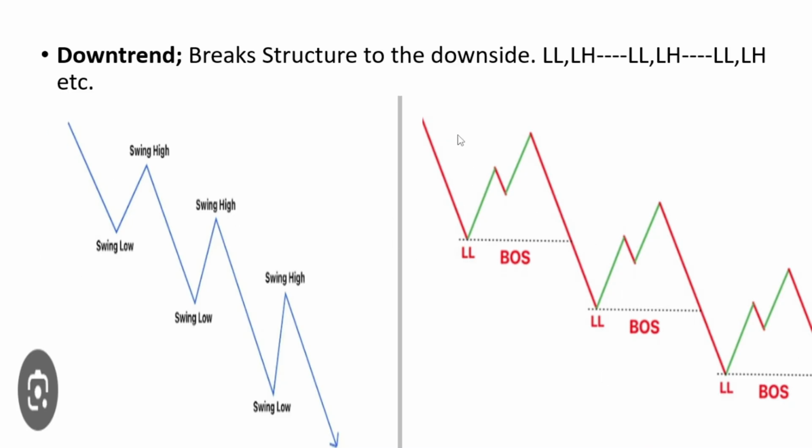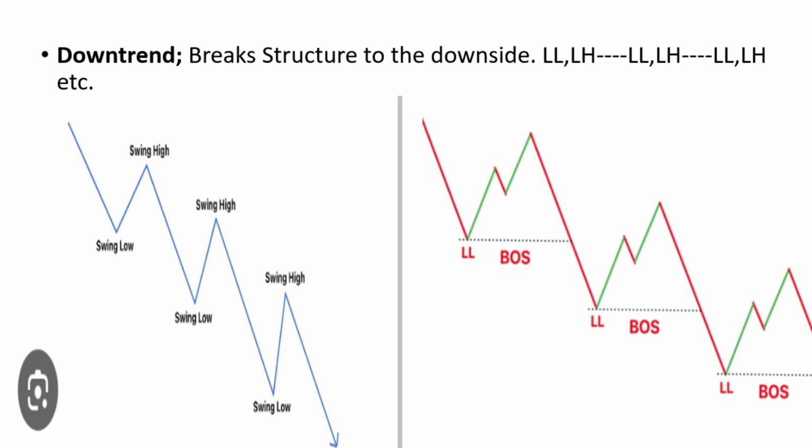It creates what we call lower lows, lower highs, lower lows, lower highs, lower lows, lower highs. So once you see any market showing lower lows, lower highs, you just know that the market is going down and you want to be selling. You just want to be looking for an opportunity to sell, and that's all you are looking for. You don't want to be buying in a downtrend, and you don't want to be selling in an uptrend.